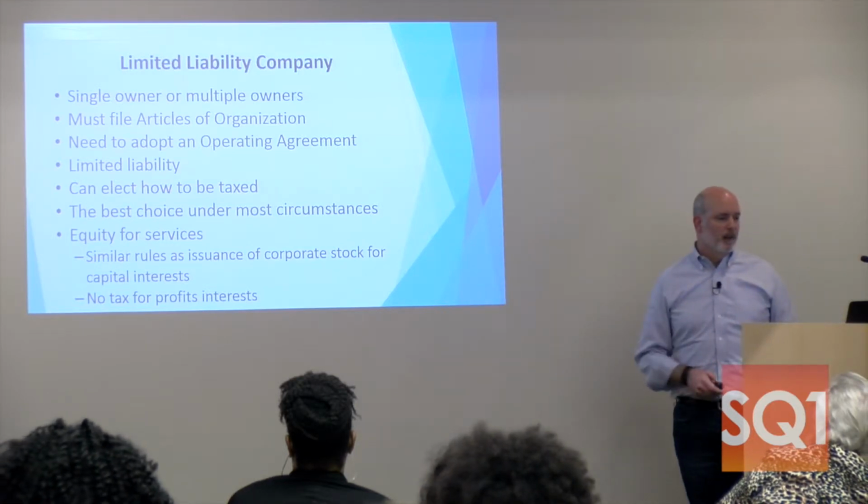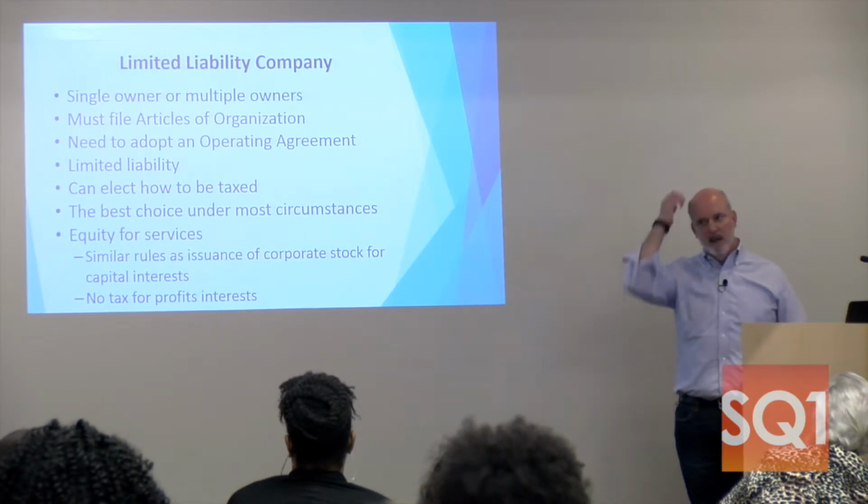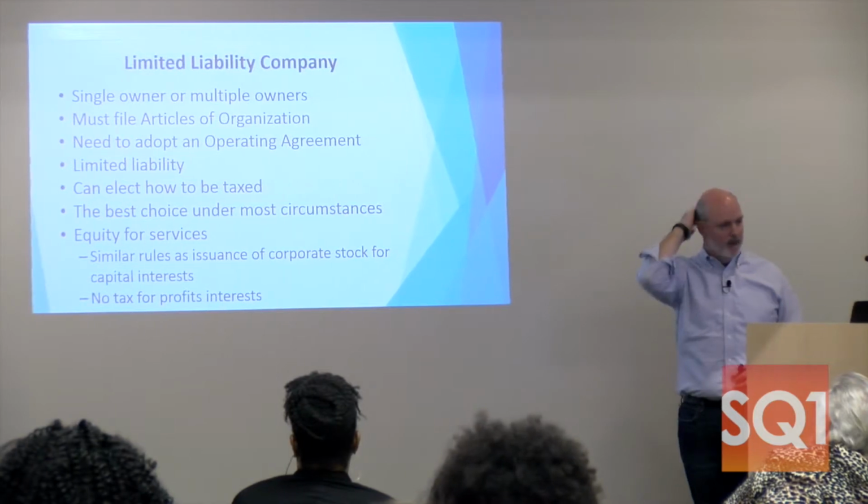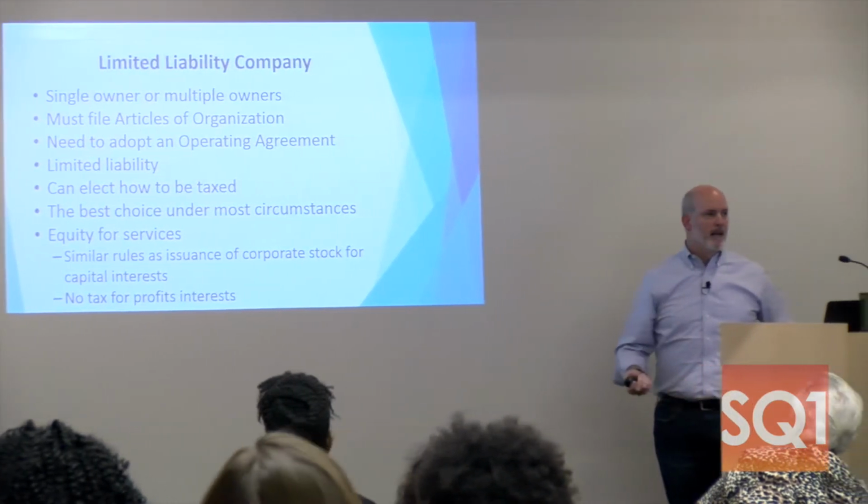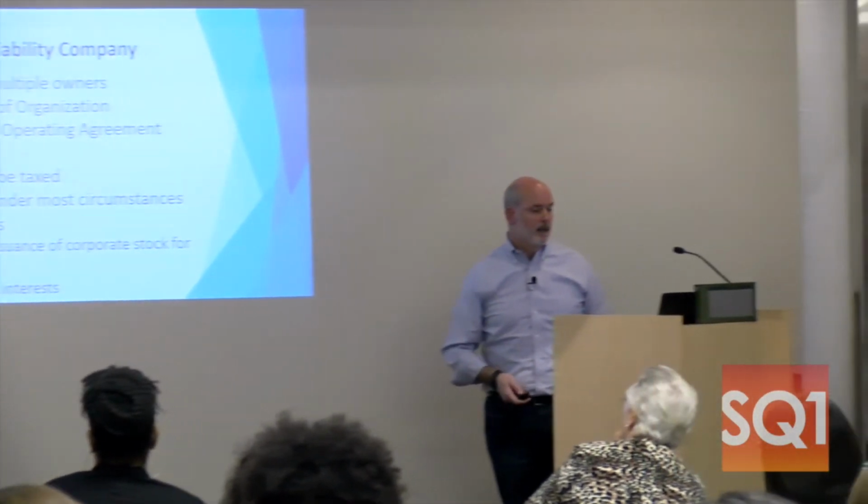You can have single or multiple owners. You create the company by filing a document with the state. They have limited liability, which is great. One of the things about LLCs that's unique is they can elect how to be taxed. If you're a single-member LLC, you can elect to be taxed like a sole proprietor. If you're a multi-member, you can elect to be taxed as either a C corporation or an S corporation.